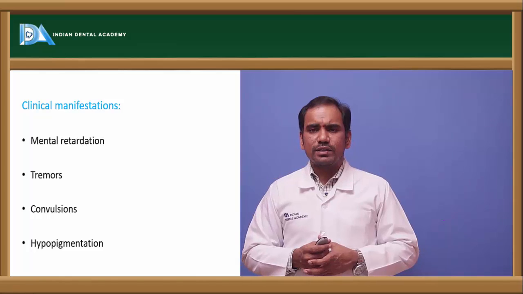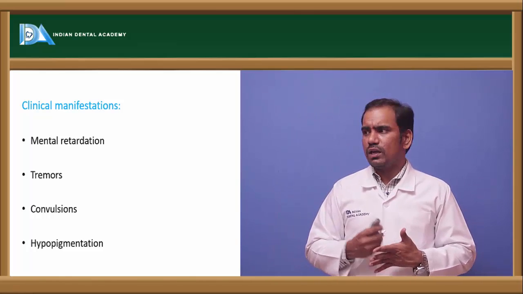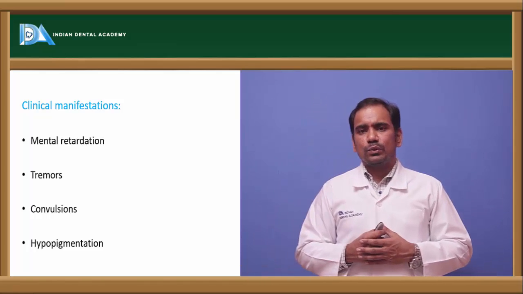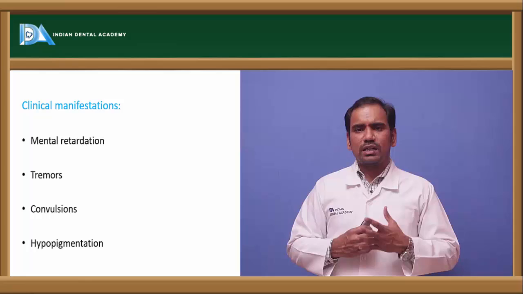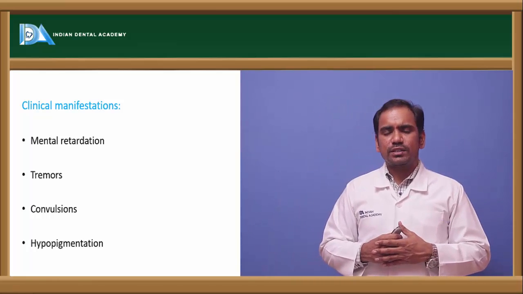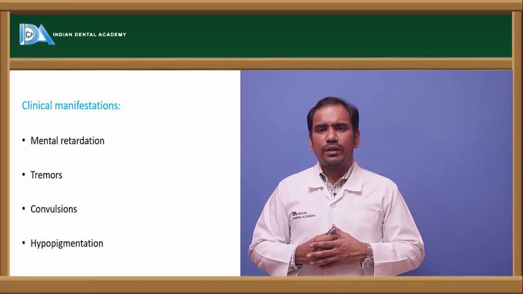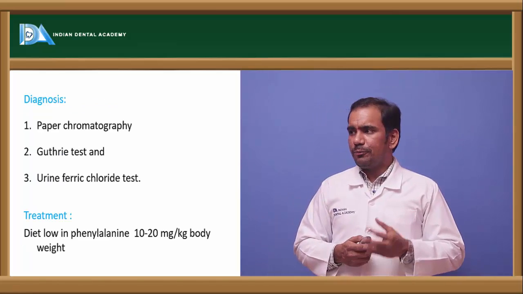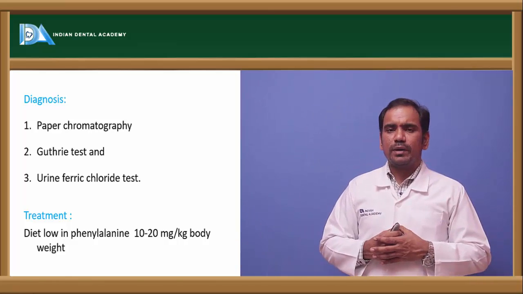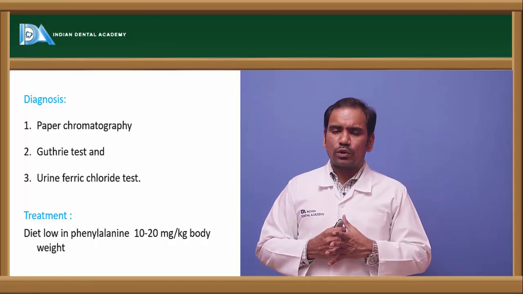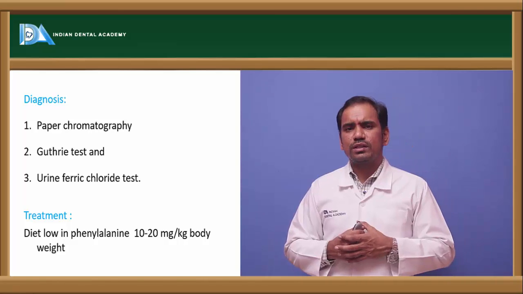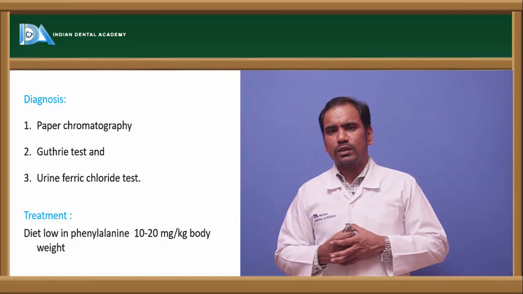Coming to clinical manifestations, what happens in phenylketonuria? There is mental retardation, that is the most important, and apart from that, there are tremors, convulsions, and hypopigmentation. These are the important clinical manifestations of phenylketonuria. And coming to diagnosis, how can you diagnose these cases? This can be done by paper chromatography, the Guthrie test, and a simple test, the ferric chloride test, is also used in the diagnosis of phenylketonuria cases.